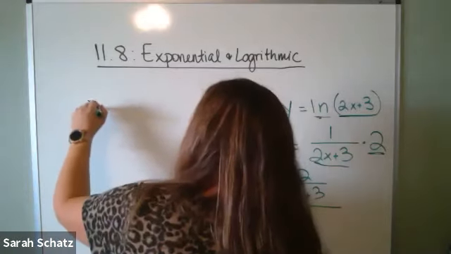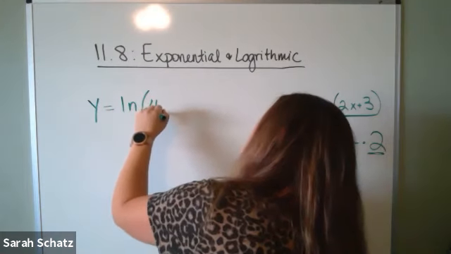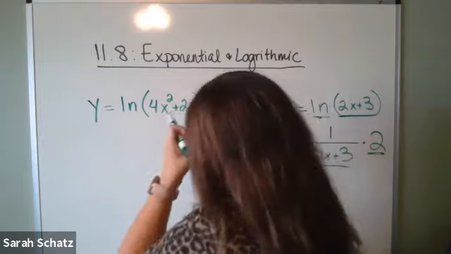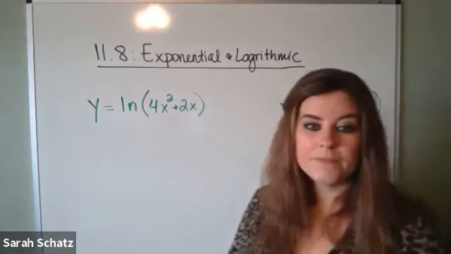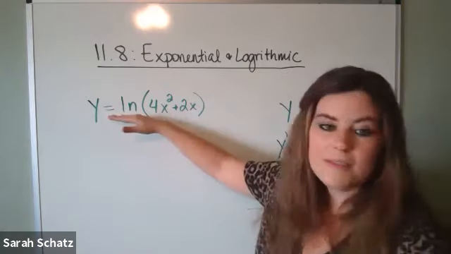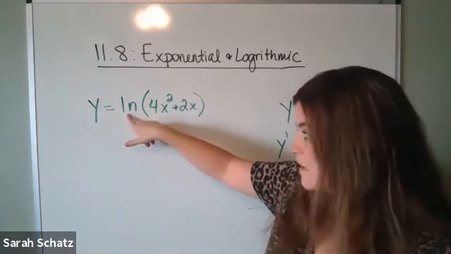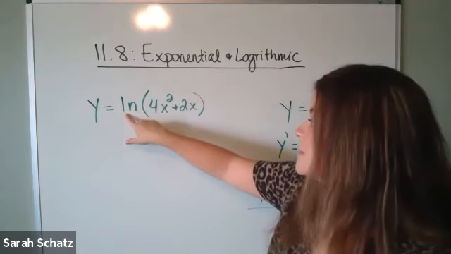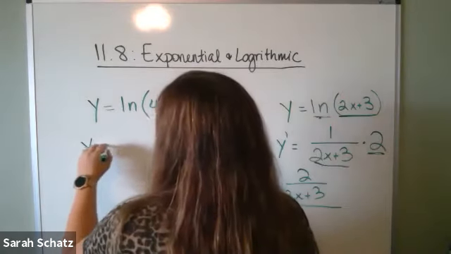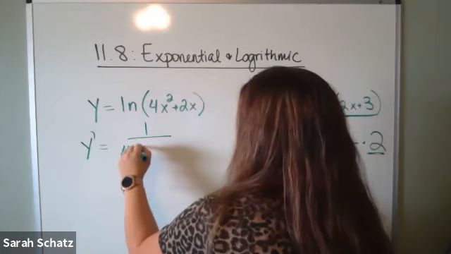Let's do another one. Let's do y equals the natural log of 4x squared plus 2x. Okay, so the first thing I'm going to do is say, oh, hey, this is a natural log function. I'm going to take the derivative as it's a natural log. So if you're taking the natural log of this, when you take the derivative, what you're going to get is 1 over all of this.